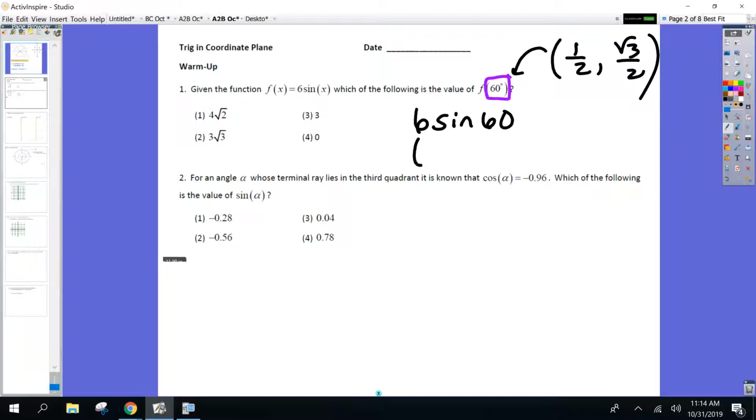So it's going to be 6 times, what's the y coordinate, Ben? So 6 times radical 3 over 2. Can we handle that? Algebraically, can we handle that? Because notice none of your answers are decimals. Anybody know how to multiply those two? Top times top, bottom times bottom. So top times top, what do we get?